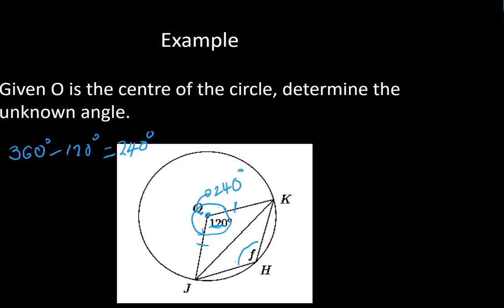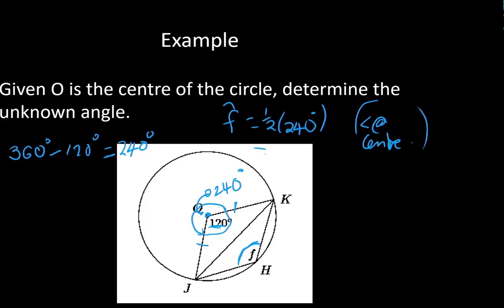Therefore, the angle on the circumference, angle F, would be equal to a half of 240 degrees. And your reason here is the angle at center theorem, as I showed you before, how you would write that reason out. So I'm not going to complete it, but I'm going to leave it as angle at center. So therefore, a half of 240 is 120 degrees. Okay, so therefore we can see that angle F, using that theorem, angle at center, is a half of the reflex angle.